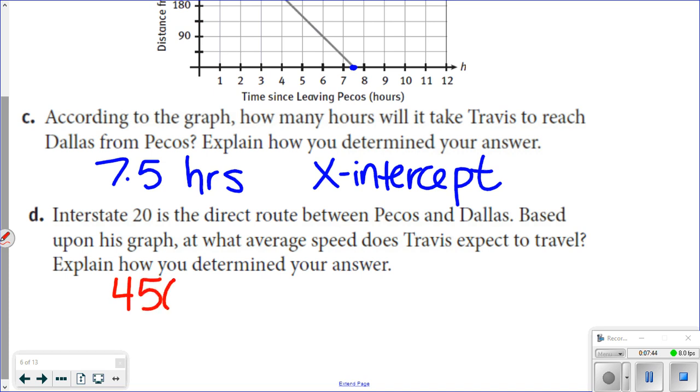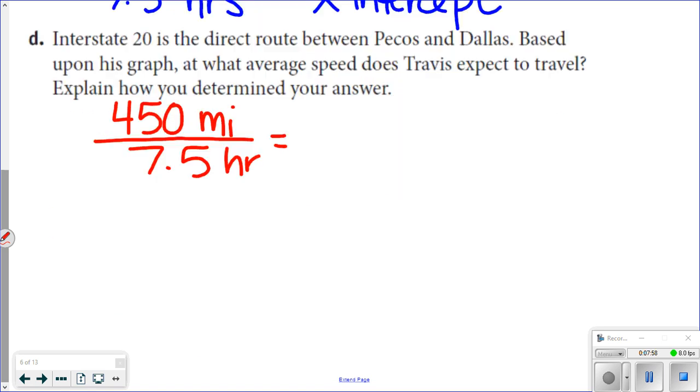So he's driving a total of 450 miles from Pecos to Dallas. And remember, it took him a total of 7.5 hours. So if we divide these two things, go ahead and do that. We get 60 miles per hour. So that is his average speed, 60 miles per hour. 450 divided by 7.5.